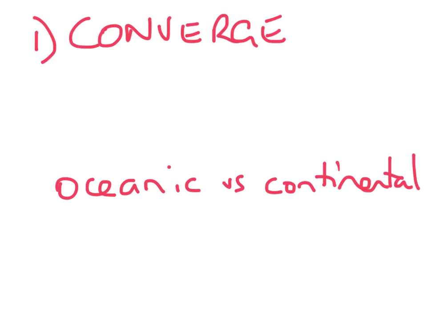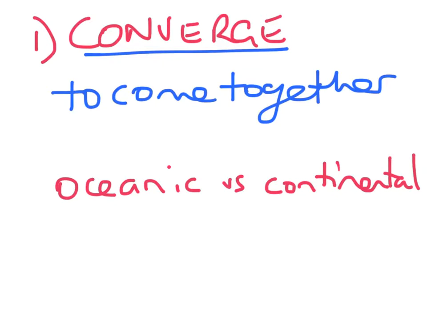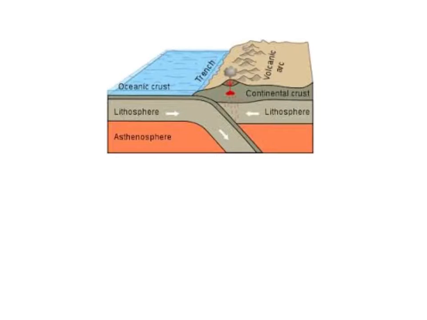Number one, what happens when oceanic and continental collide? So I'm going to use the word here, converge. To converge means to come together. So just to make sure that everyone's aware of that language, converging boundaries are ones that come together. So here's a picture I found. It's not a very good picture, but it does show that they're converging, they're coming together from either angle.